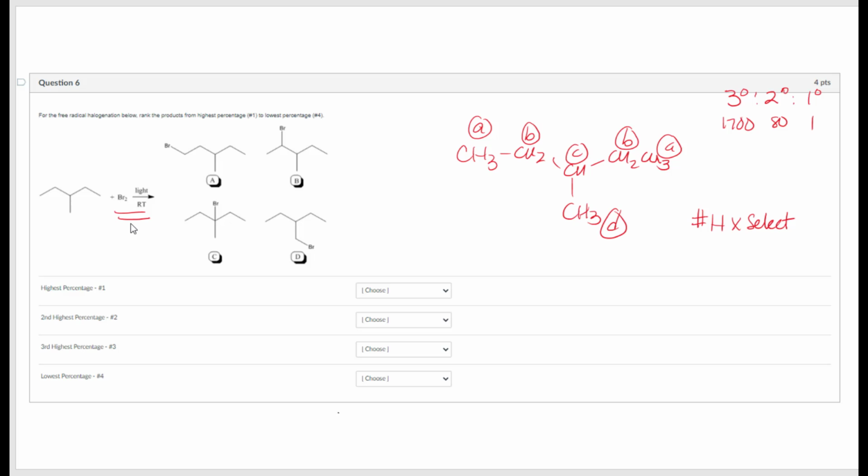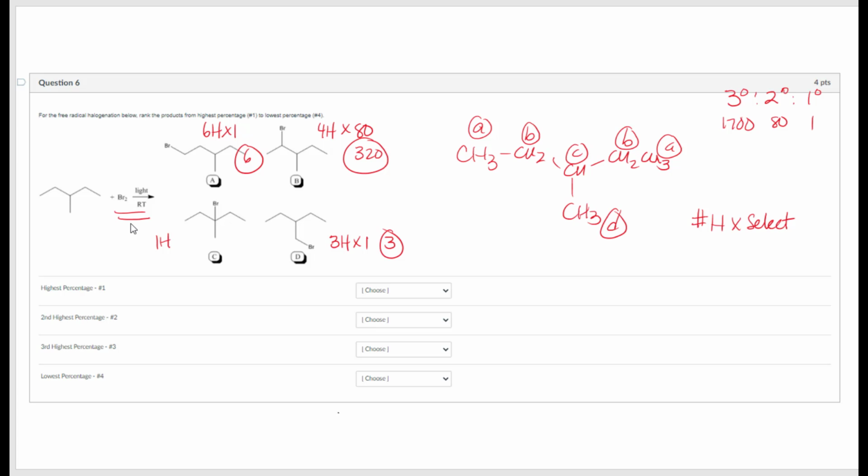So again, same numbers as before. To give us product A, there are 6 hydrogens. To give us product B, there are 4 hydrogens. To give us product C, there is 1 hydrogen. And to give us product D, there are 3 hydrogens. In terms of product A, it's a primary, so primaries always have a selectivity of 1, as does product D, which is primary. B is secondary, so it's going to have an 80 selectivity, so it's going to give us a grand total of 320. Down here we have a 3 and a 6.